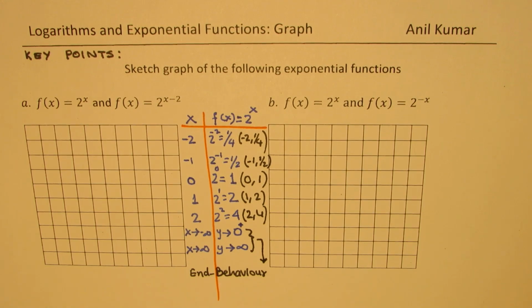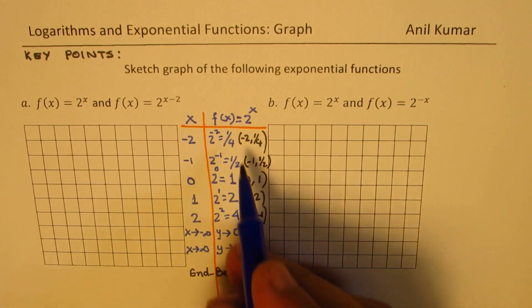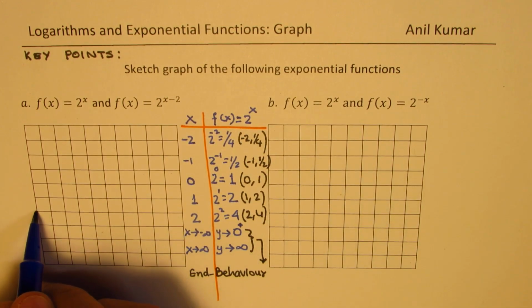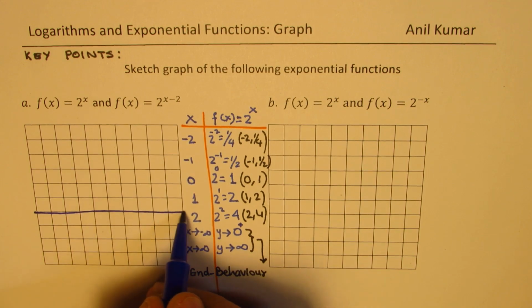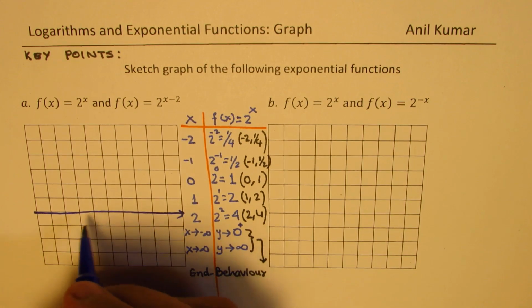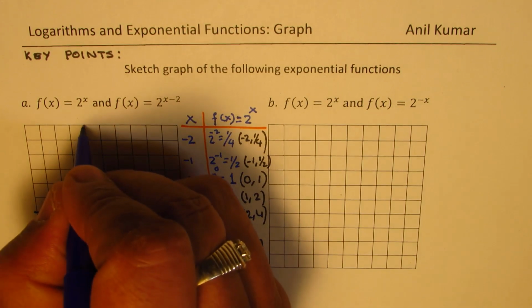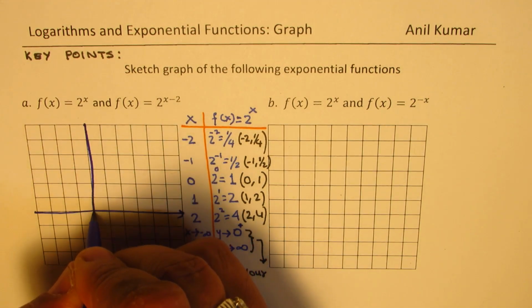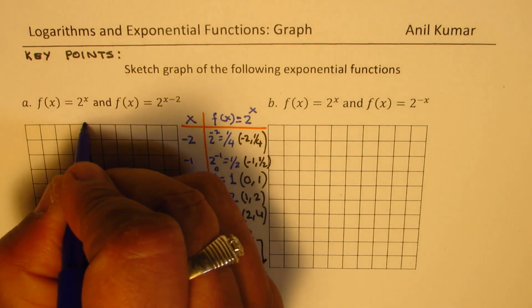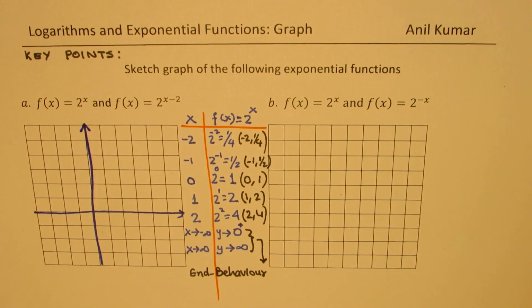So with these points, we can at least sketch 2 to the power of x, right? Since most of the values are positive, let me take a horizontal line slightly along here, and then we'll take a vertical line like this. When we say sketch, it is a rough sketch. When it is plot a graph, you should be very careful. You should use a ruler and draw smooth curves, right?